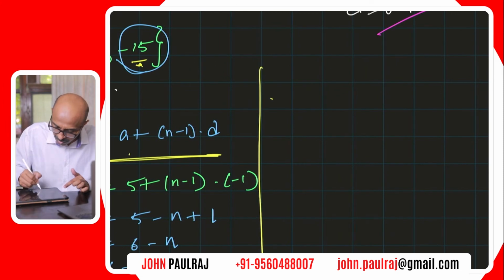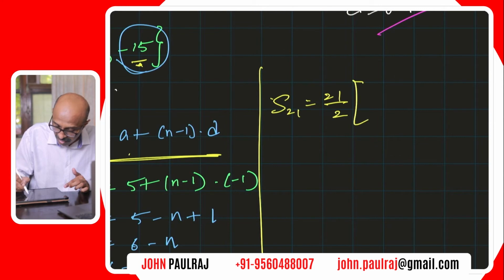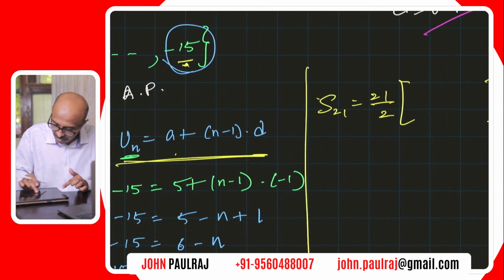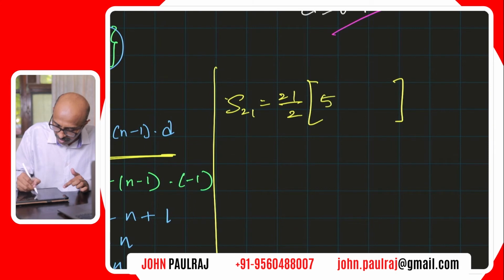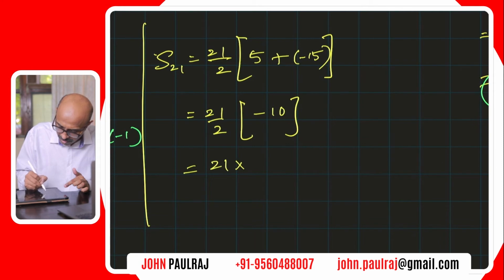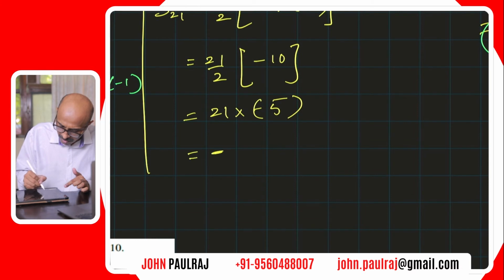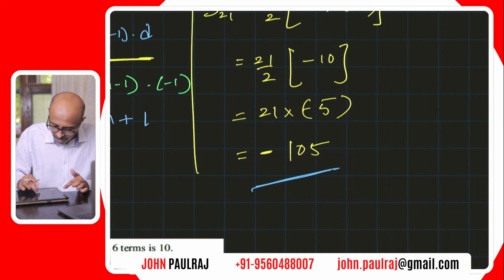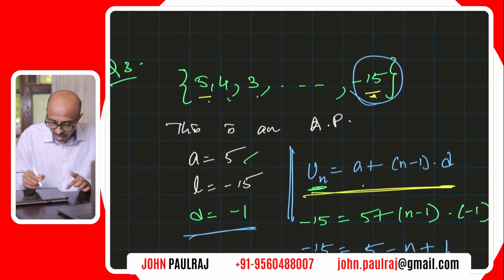We say S21 is going to be equal to n by 2, 21 by 2, and a plus l. A was 5 and l was a negative 15. Okay, can you see this? All right, so that becomes 21 over 2. 5 and negative 15 is a negative 10, and this becomes 21 times a negative 5, which is a negative 105. Negative 105 should be the sum of the first 21 terms of this arithmetic sequence.